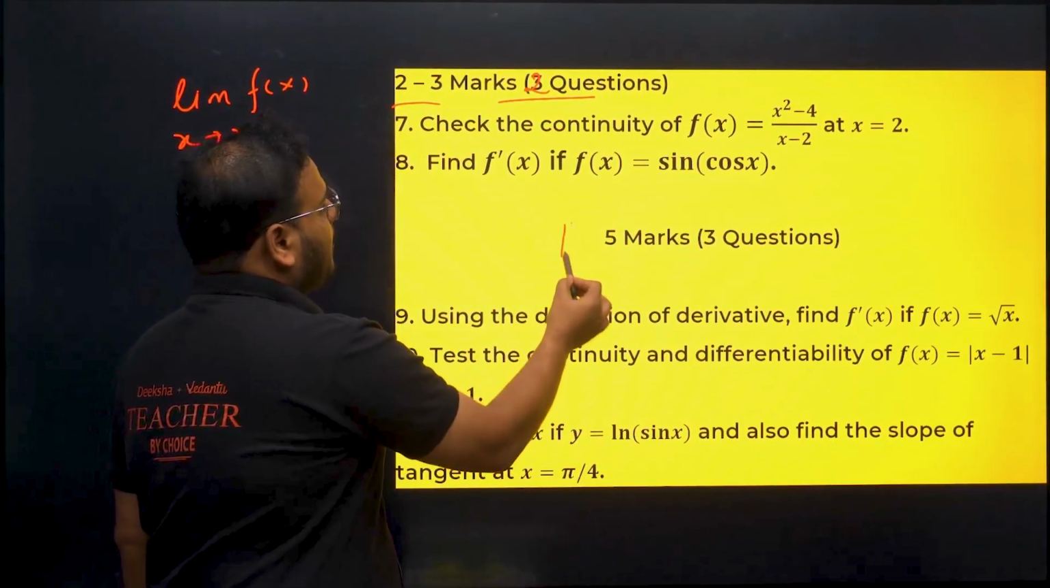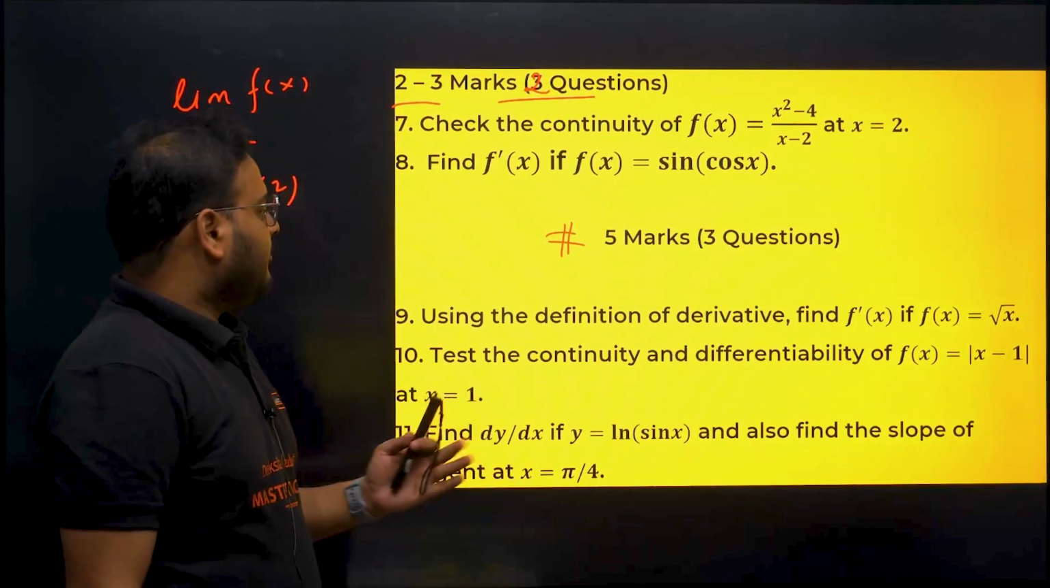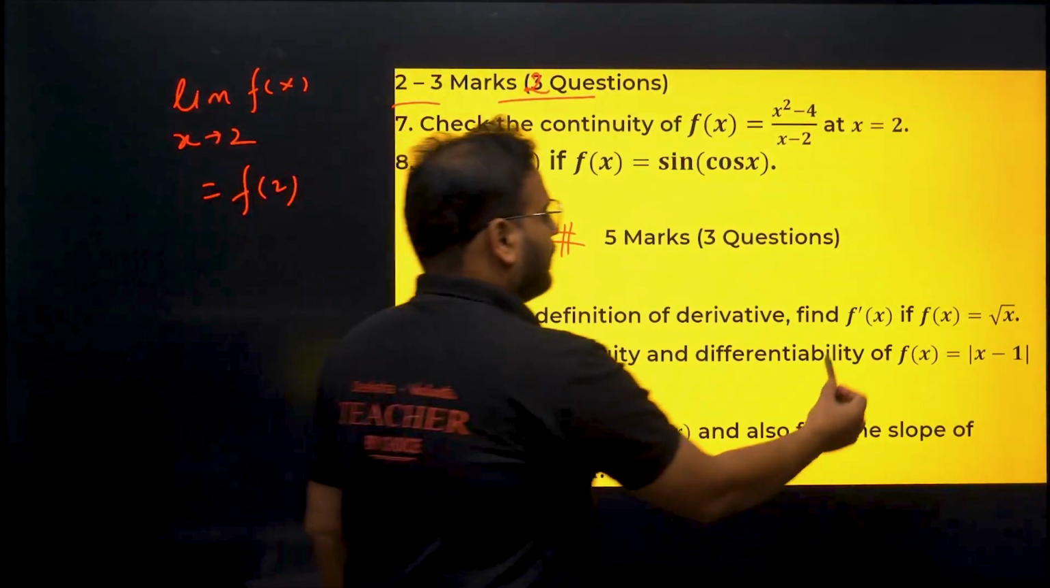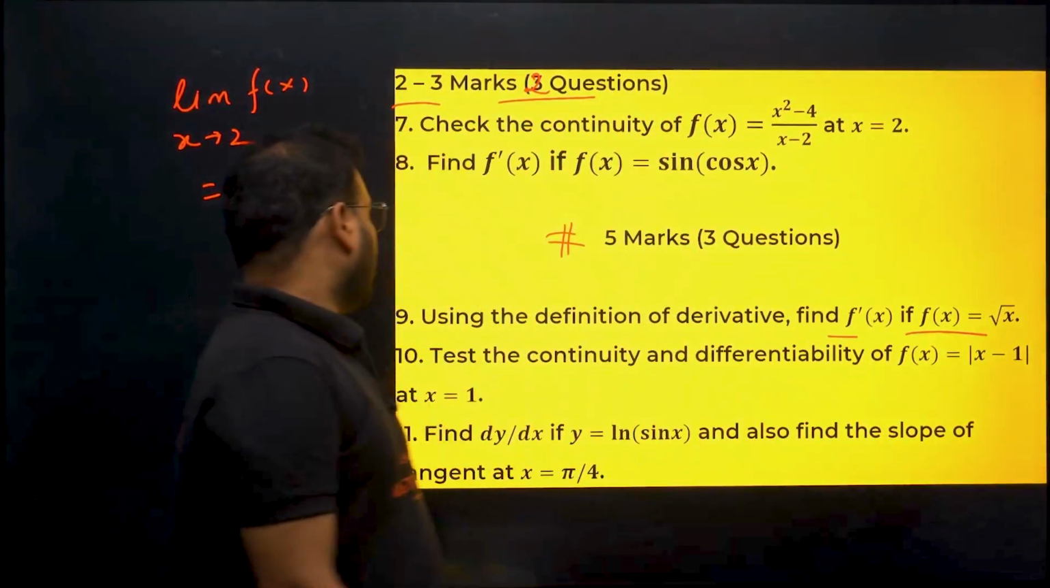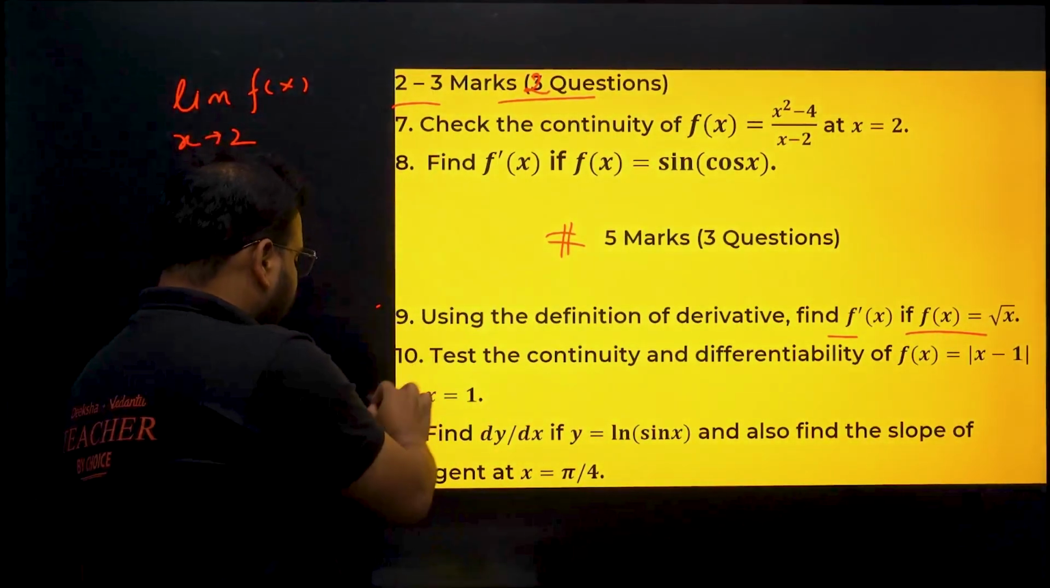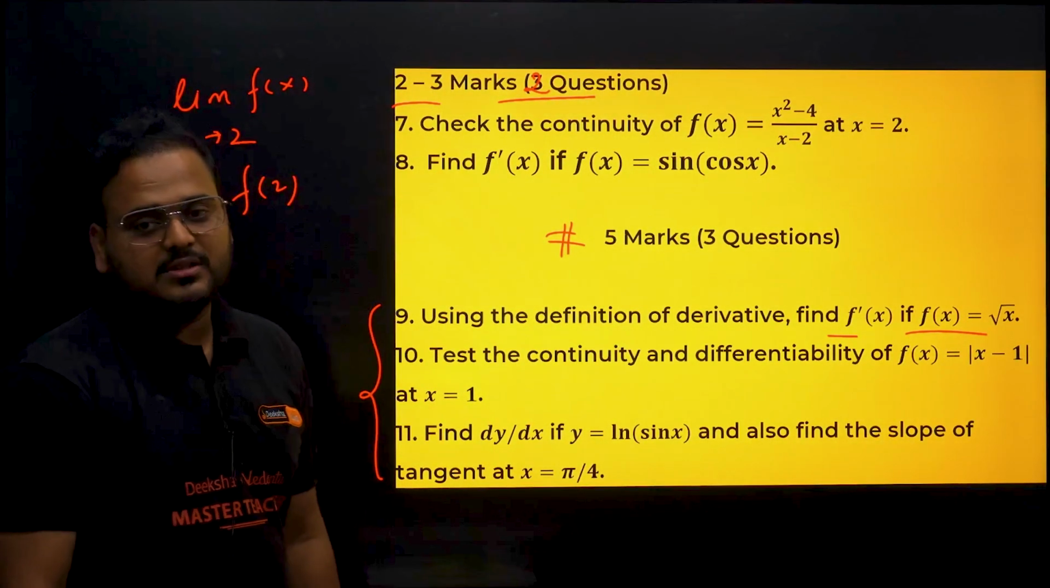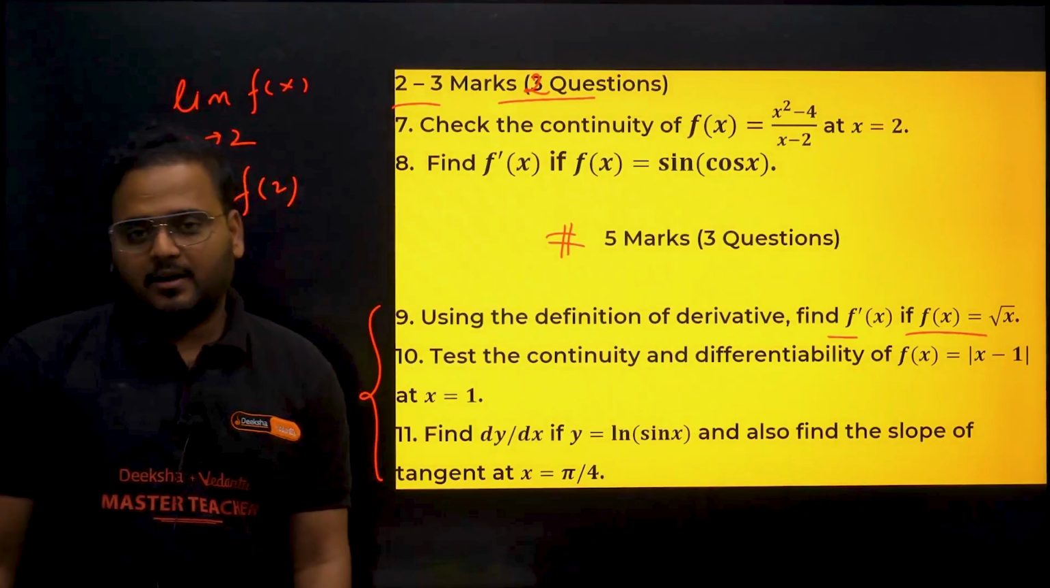Again next we move on to 5 marker. We have find the derivative of this. Test the continuity. Again we have given you 3 questions here. Please solve this kind of question, it is important for your unit test.